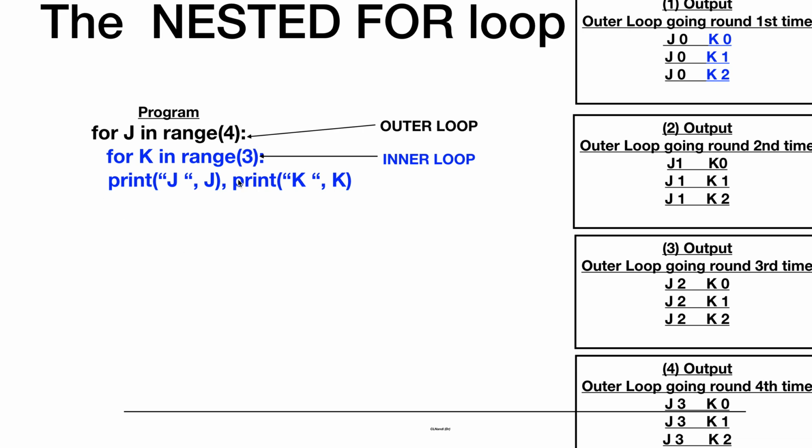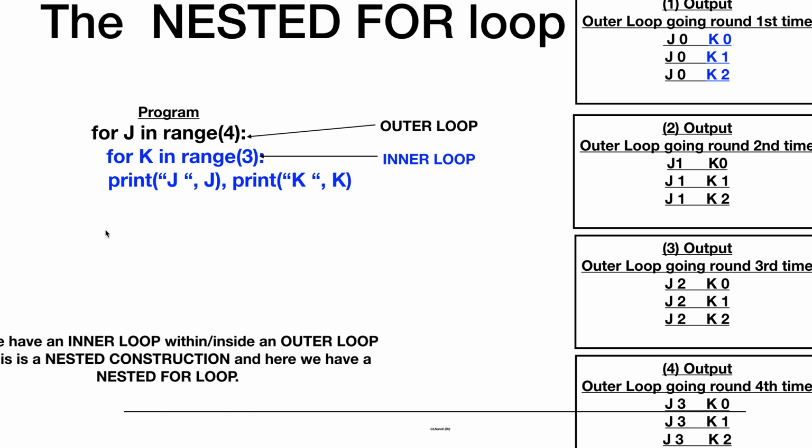Go around this inner loop again. k is now 1. So print jj, print kk. j is still 3, k is 1. Go around the inner loop again for k in range 3. k is now 2. So print jj, print kk. j is still 3 and k is 2. And now we stop going around this nested for loop construction.